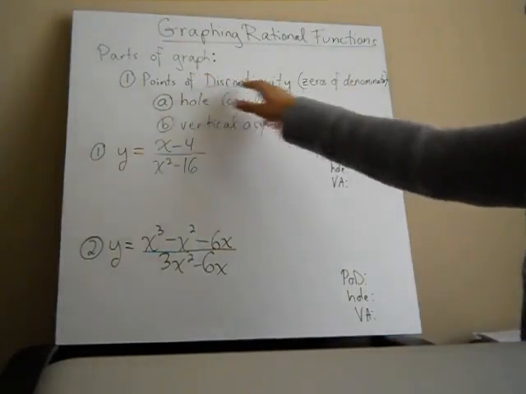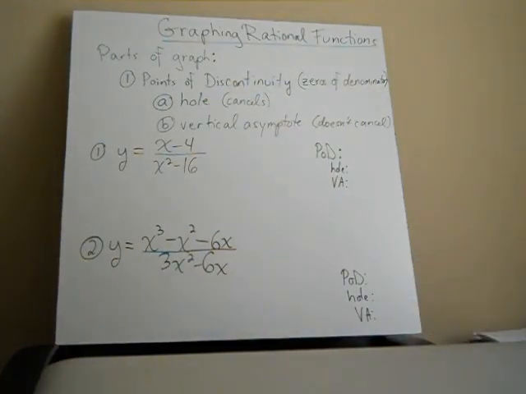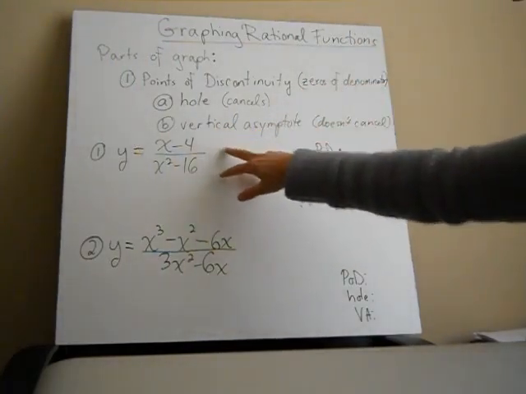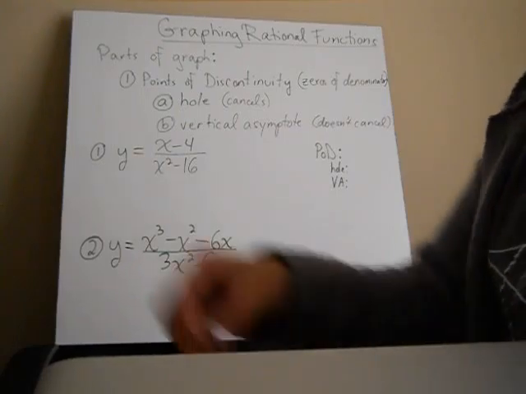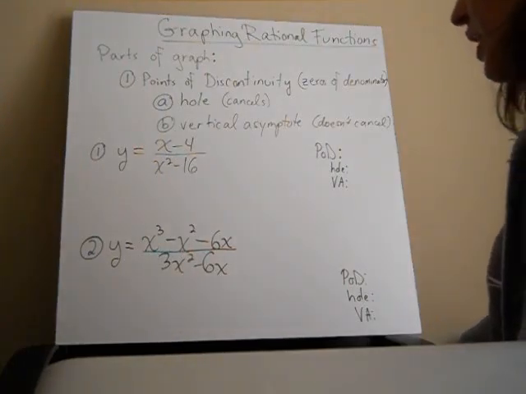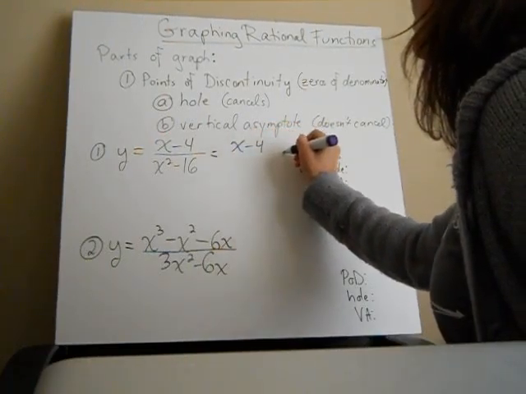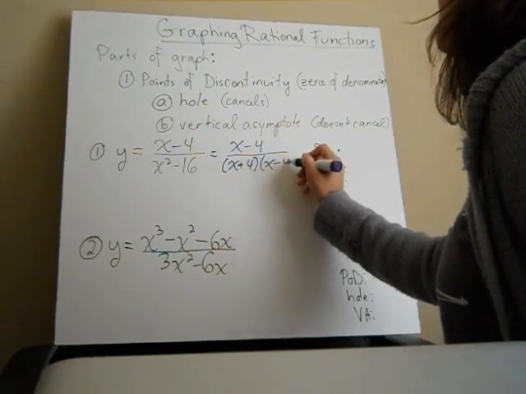The points of discontinuity are the zeros of your denominator. So this whole section goes back to the fact that your denominator can never be 0, because dividing by 0 is undefined. So when you have a rational function, you're going to need to factor your numerator and your denominator. On this first one, the numerator is as simple as it can be, but your denominator can be further factored into the difference of squares. So that's x plus 4, x minus 4.